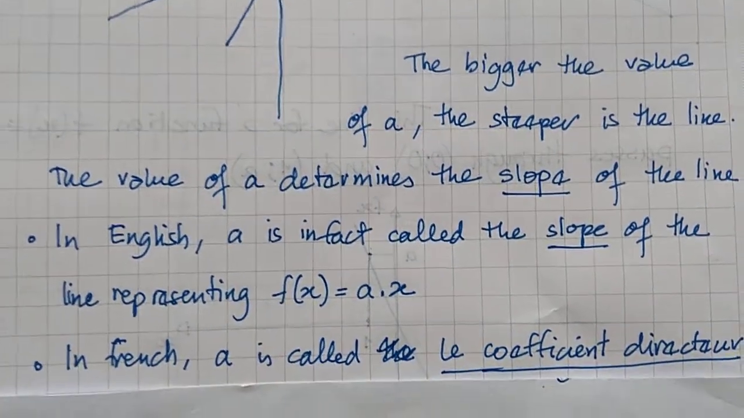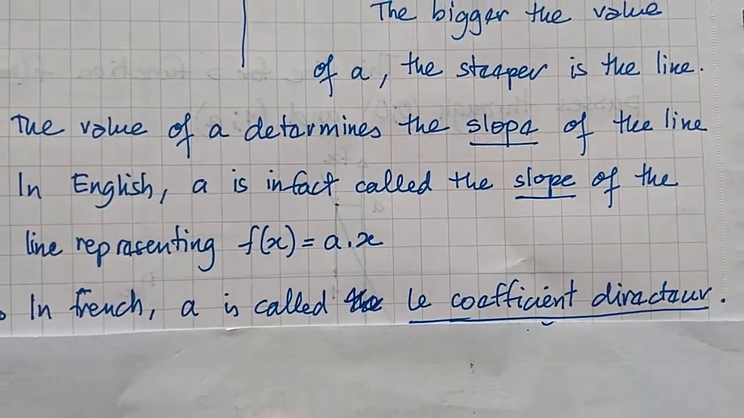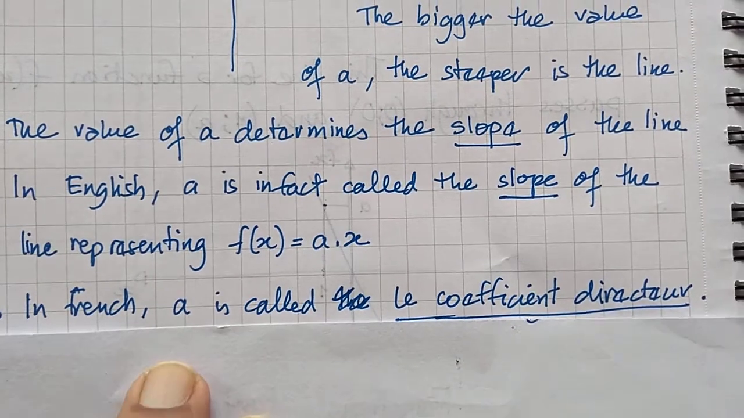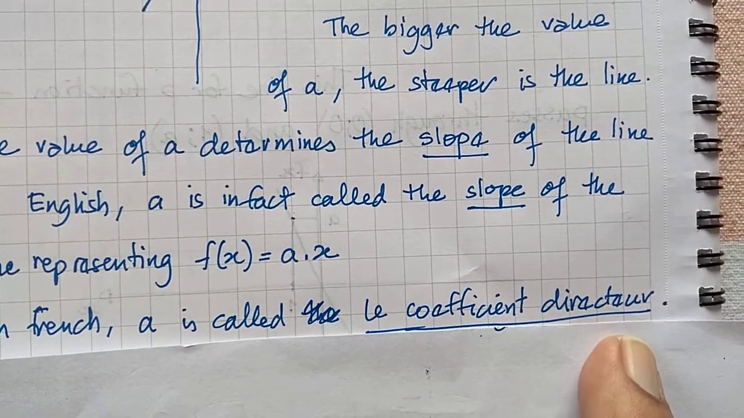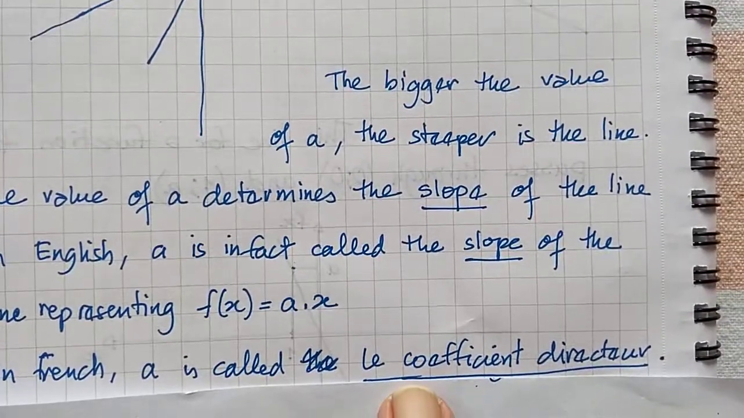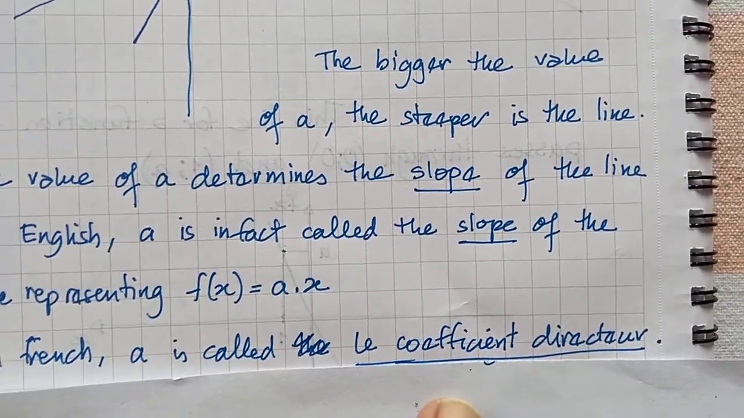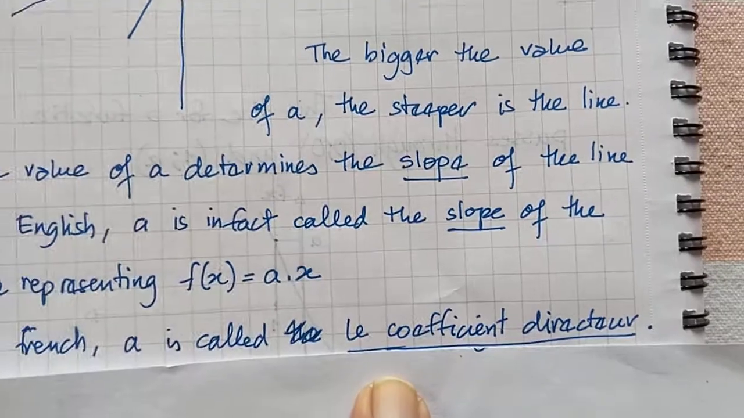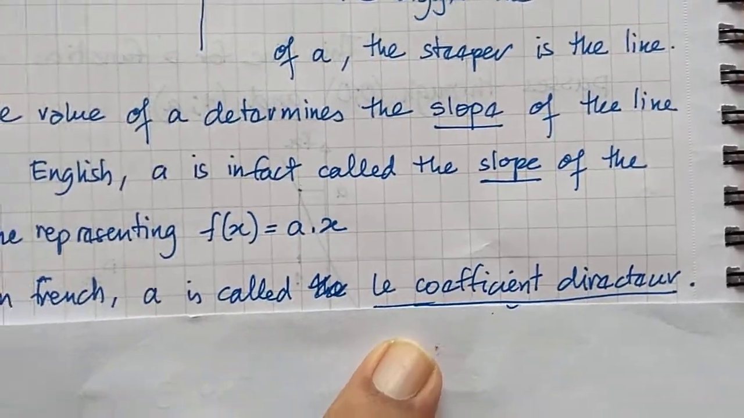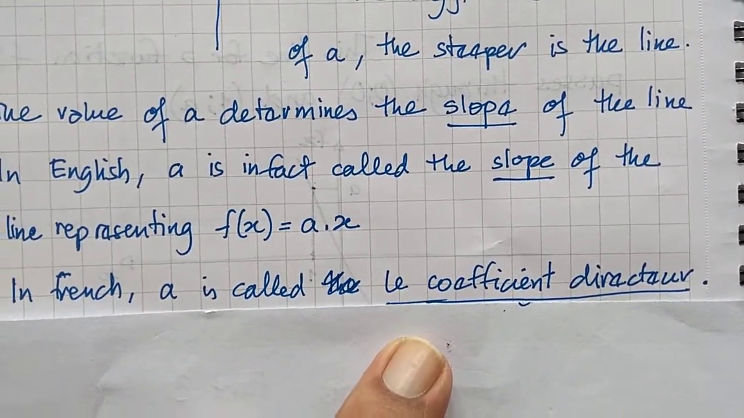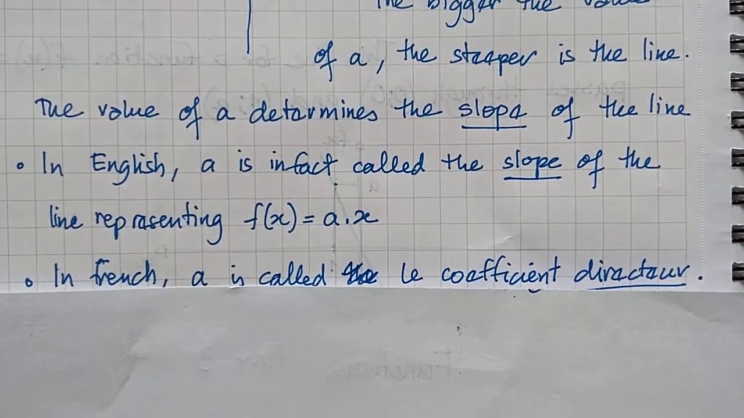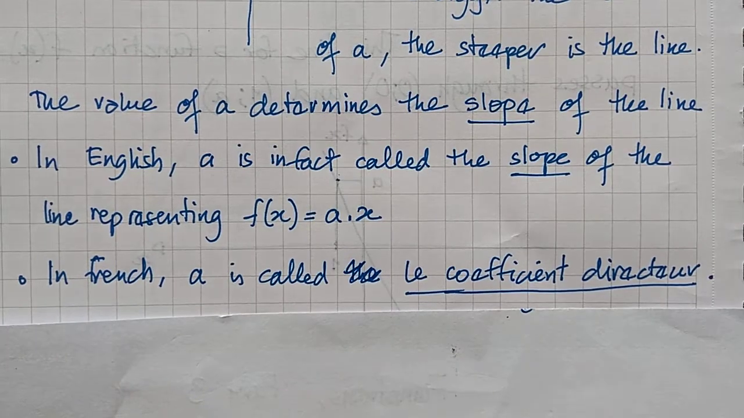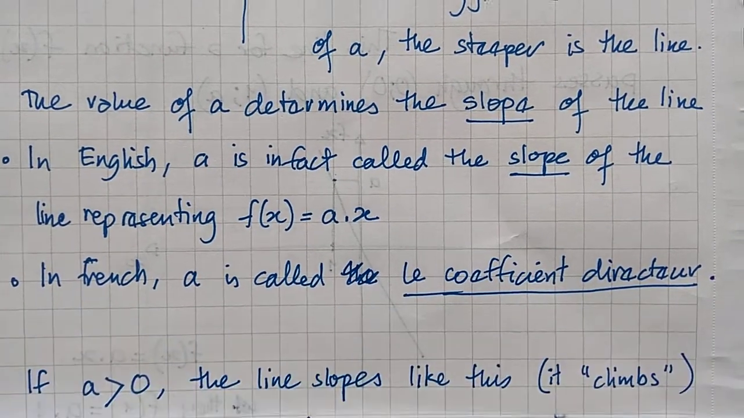Okay, in French, because French, as you know, will use more complicated terms. In French, a is called le coefficient directeur de la droite. Le coefficient directeur. Remember this, because this chapter will use this often. And by the way, this is all explained on page 100 of the book. You can read it. If you forget the term, you can go there and read it. A is le coefficient directeur.